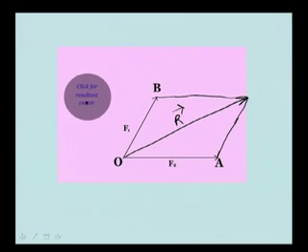Now consider this triangle. This is OC, this is OA, so this is F2. Then you have AC, and then OC. So, if you consider this triangle OAC, OA represents one force, AC represents another force, that is F1, and the resultant is of course given by R.